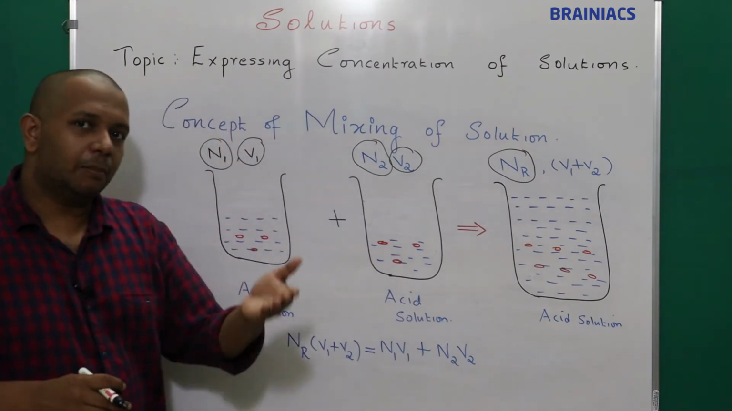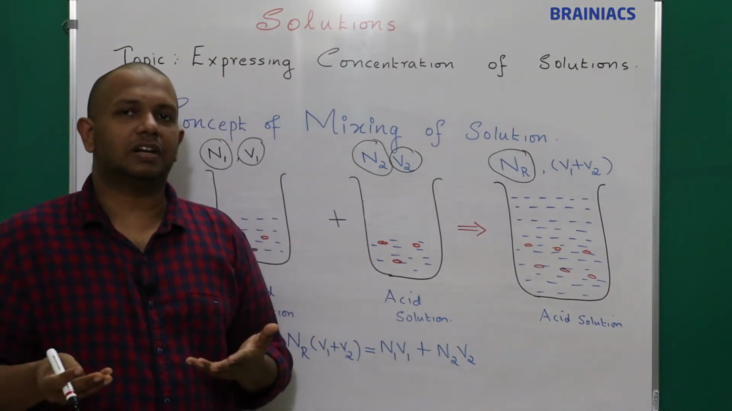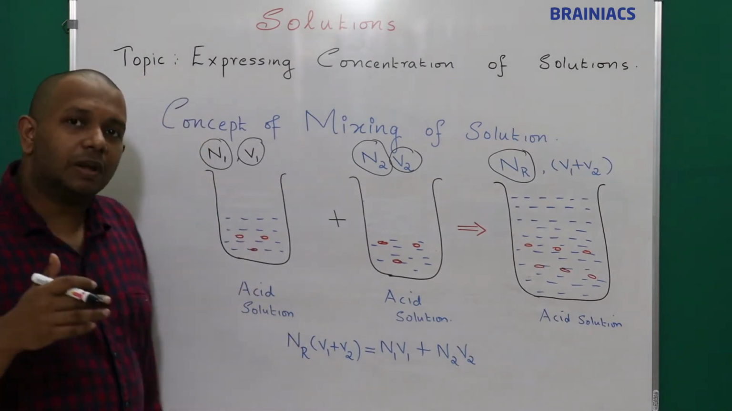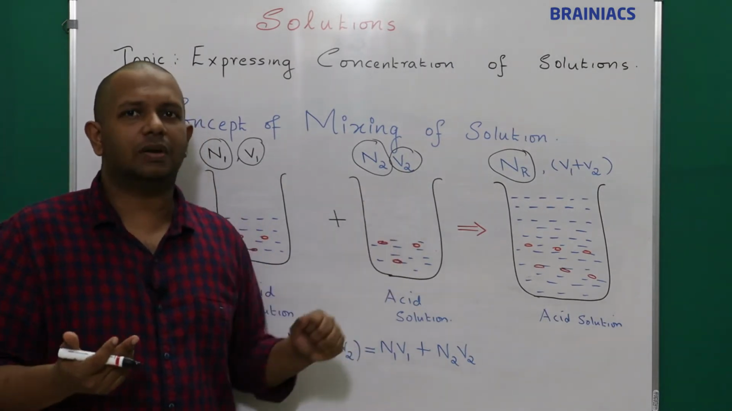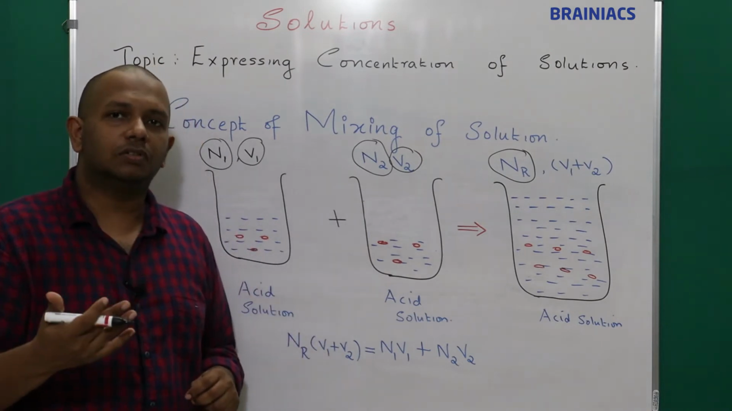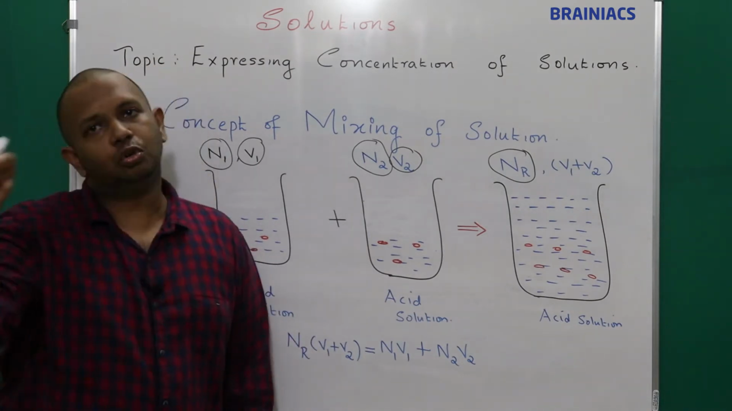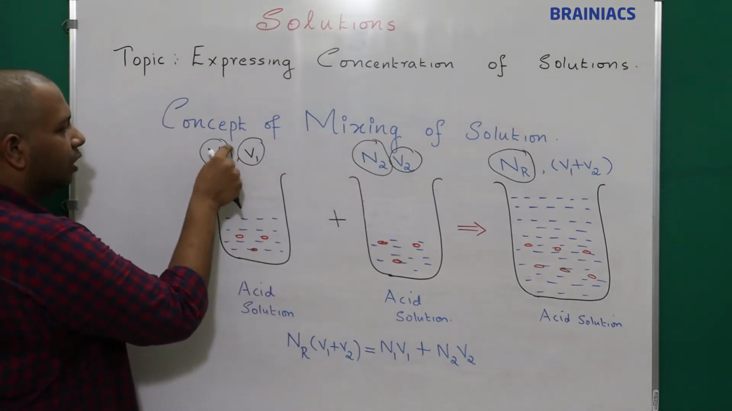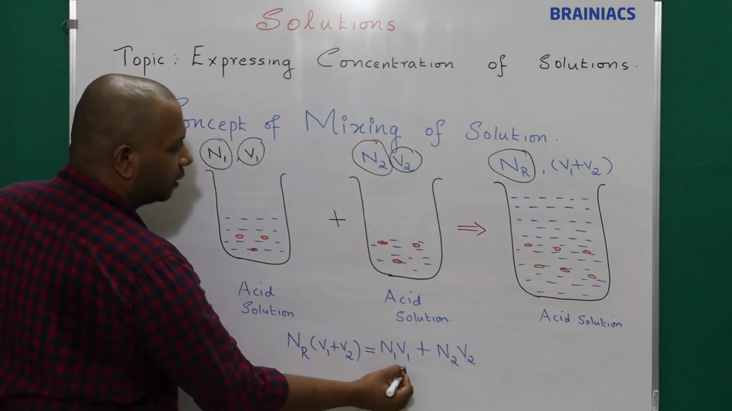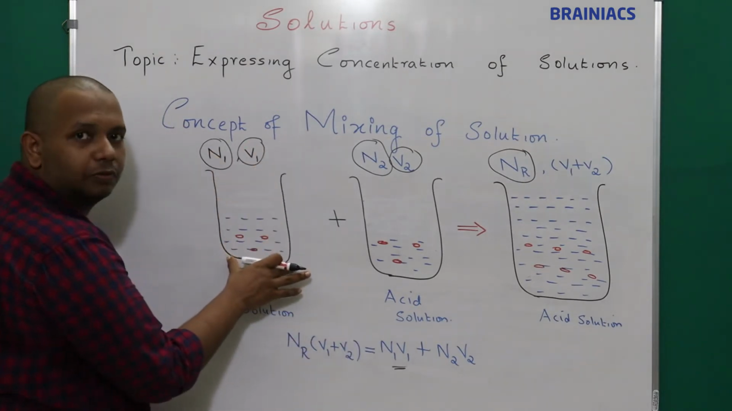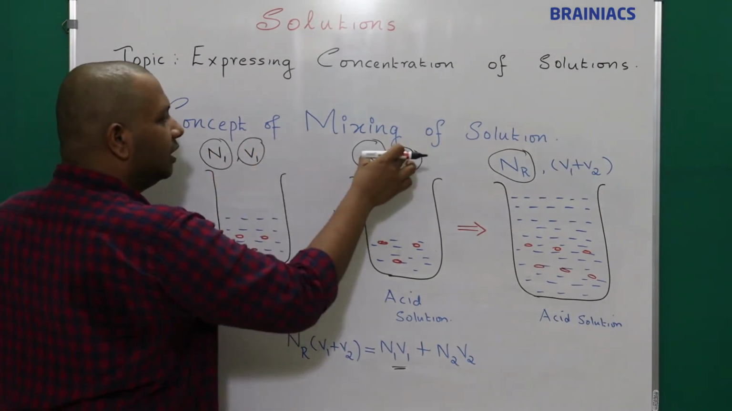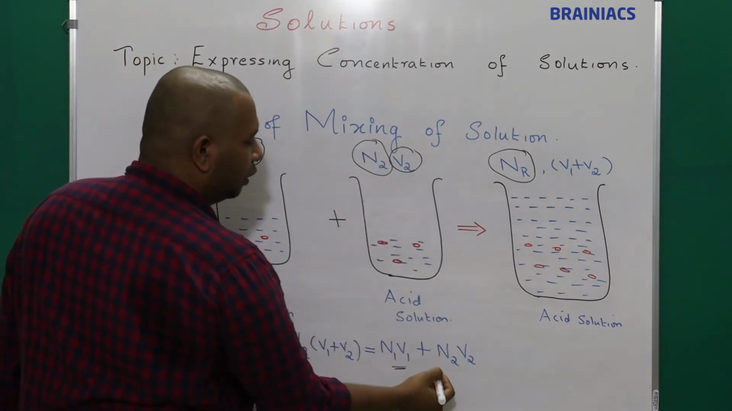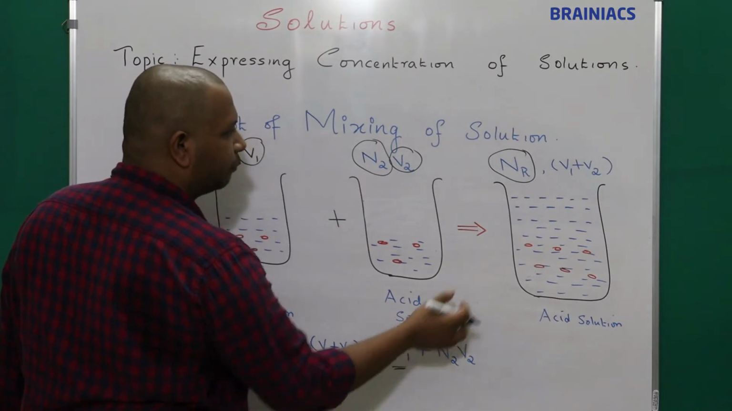So the amount of solute can also be written as the number of moles of the solute, correct? If I say in terms of number of gram equivalents of the solute, just now we have seen the number of gram equivalents of the solute is equal to what? Normality into volume of the solution in liters. So I can say this is N1 into V1. N1 into V1 is the number of gram equivalents of the solute of this one, which will get added up with the number of gram equivalents of the solute of this one, that is N2 into V2.